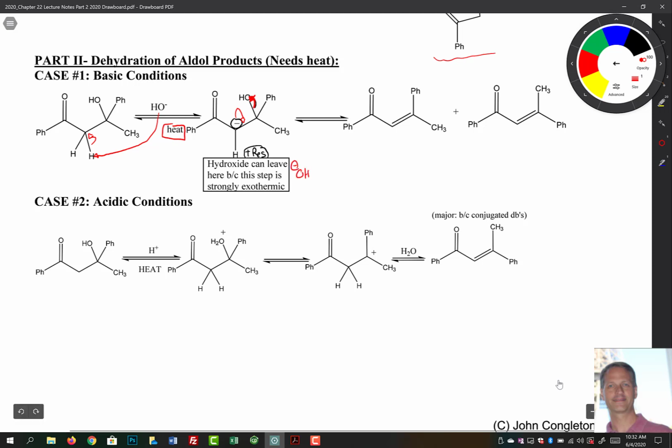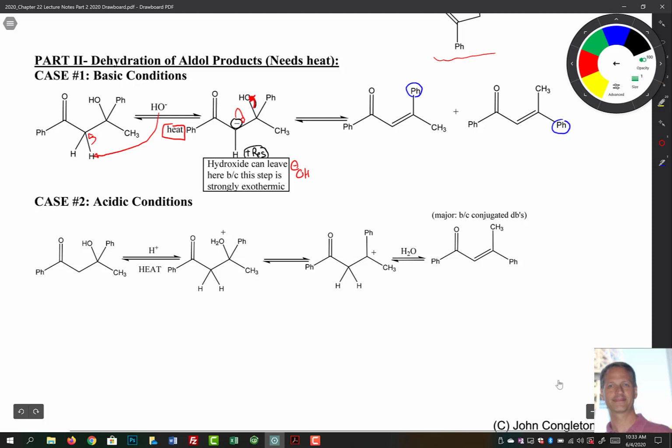It's not normally a good leaving group in an E2 type of reaction, but this step of this mechanism is actually pretty exothermic. So in that case, it actually can leave. So hydroxide will leave here. So we're going to get a couple of products. So you think about some of your cis-trans, E/Z type stereochemistry across that double bond. You can have a phenyl group up or the phenyl group pointing down.